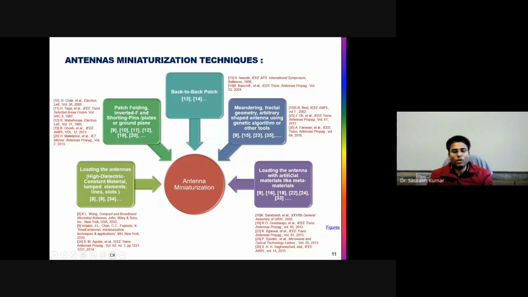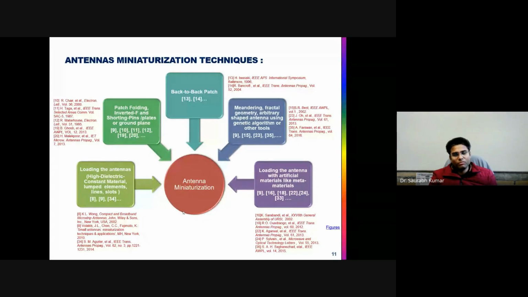I hope it is clear to you. So if I talk about reduction in the resonance frequency, it means there is a miniaturization. So loading the antenna with high dielectric constant material, as you know that resonant frequency is inversely proportional to root of dielectric constant. If someone is able to reduce the frequency, one can say it is miniaturized. So if the dielectric constant is increased, your resonant frequency will decrease. So one can say if you are using a high dielectric material, you can miniaturize the antenna.